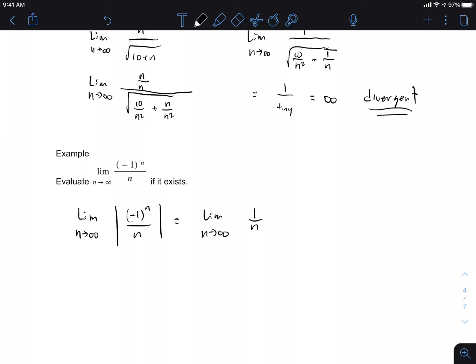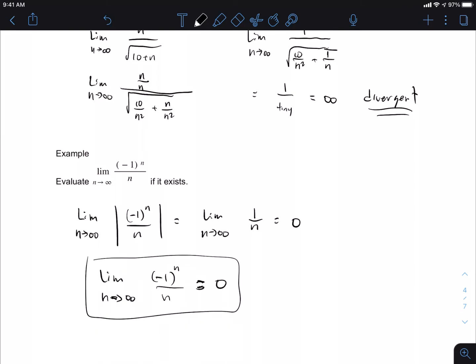Because anytime that upper piece is oscillated to negative, it's going to become a positive 1. So I'm going to get this limit, and so 1 over some huge number is going to become 0. So because the absolute value goes to 0, we know that the limit of negative 1 to the n over n is going to be equal to 0, by the theorem that we just talked about. Okay? And there's my answer to that one. So very, very cool.